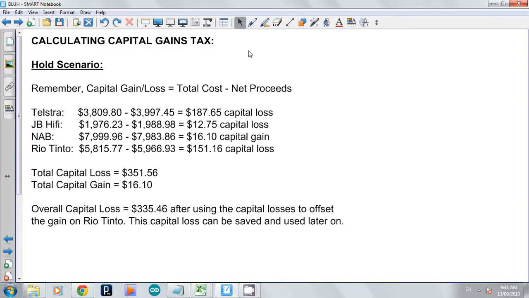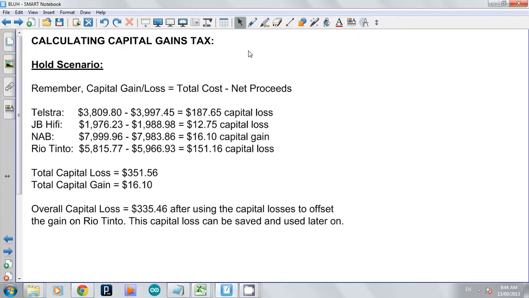Now this is not contained within your task sheet instructions, but sometimes if you want to go for the A, you have to go above and beyond just what the sheet tells you to do. So we're going to have a look at how you might look at capital gains tax and tax on dividends for my example.